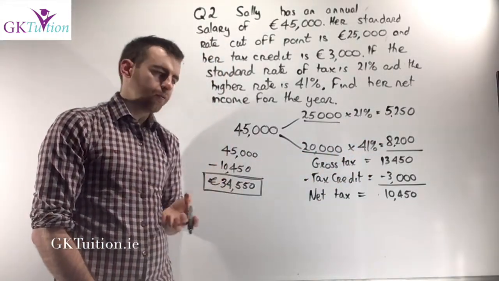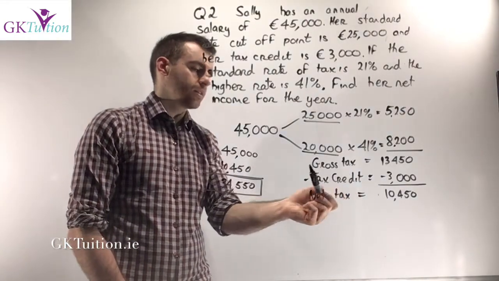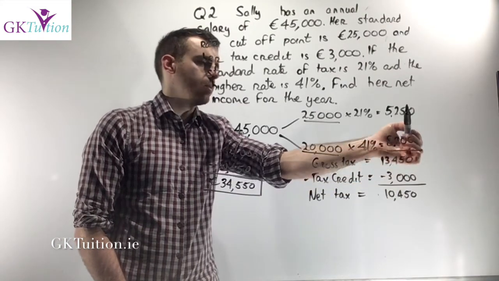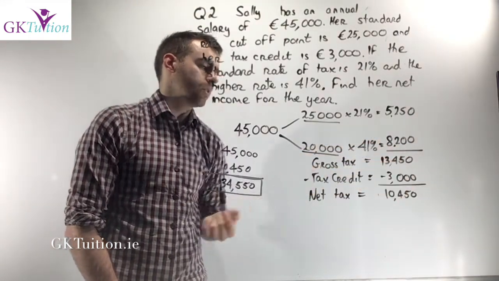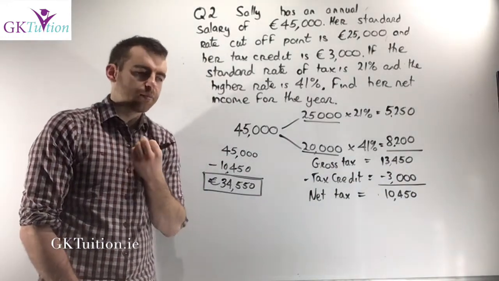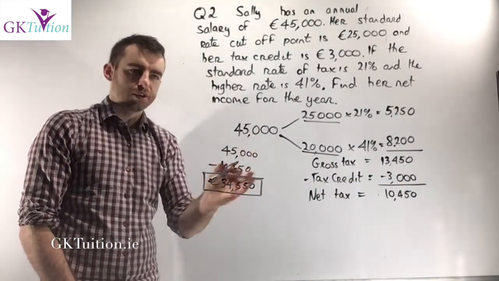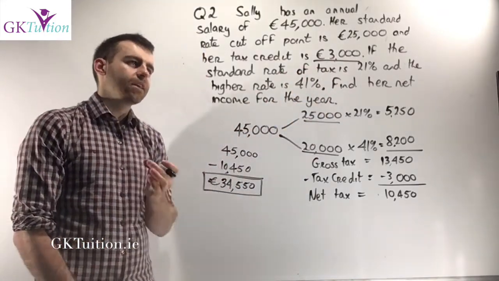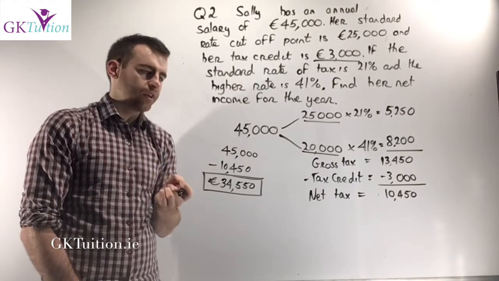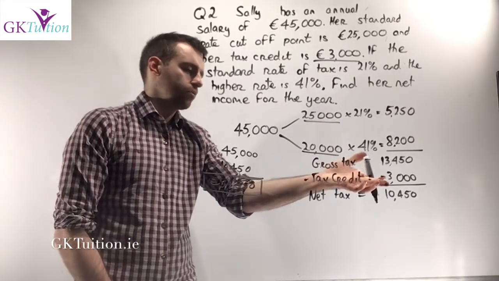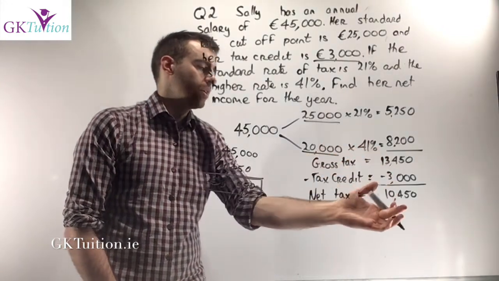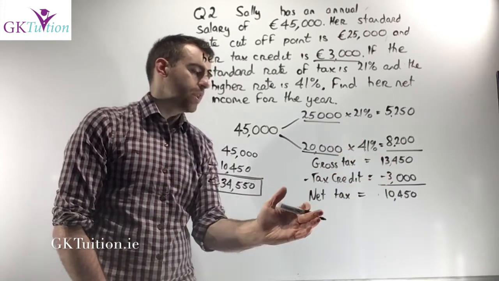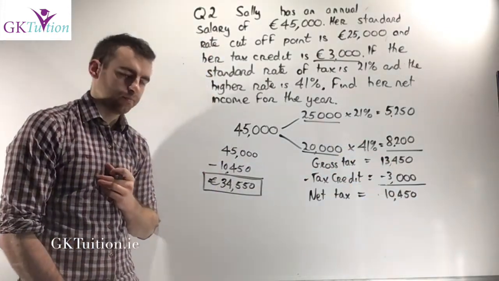If we add those two figures up, it tells me that the gross tax, the amount of tax before deductions, is 13,450. That's when we add the 5,250 and the 8,200. However, people don't have to pay all of their tax. That is only her gross tax, because the government entitles you to a tax credit. In this case, Sally is entitled to a tax credit of €3,000. So that means you subtract 3,000 from her gross tax, and that gives me her net tax. 13,450 minus 3,000 gives me 10,450, so I end up with my net tax of 10,450.